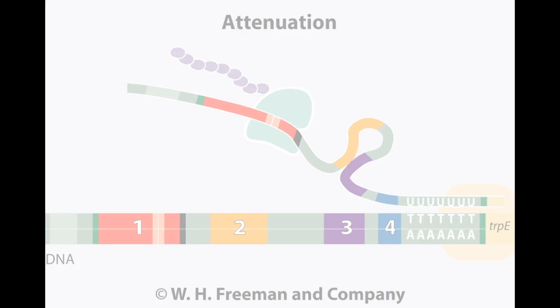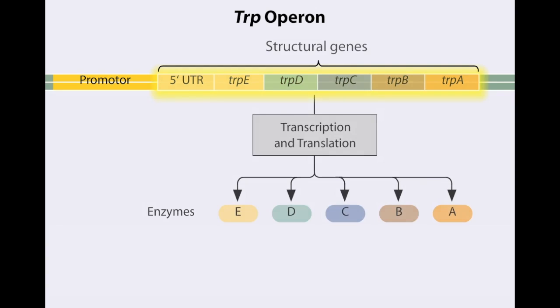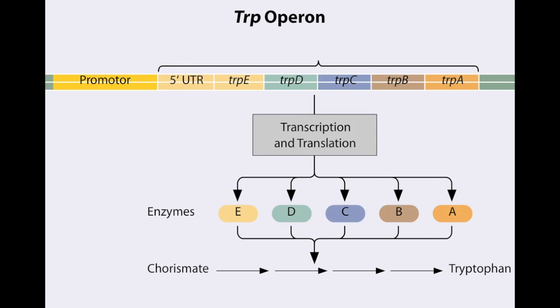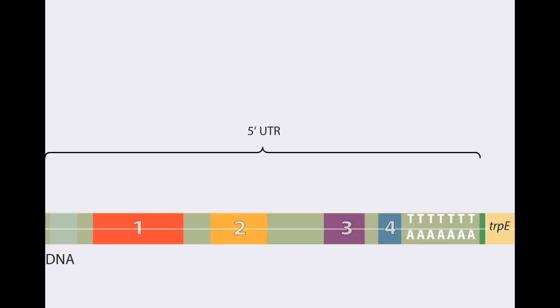So now I'm going to present you with an animation of how the trp operon works, and I think this will be a little clearer for you to see. The trp operon in E. coli contains 5 structural genes corresponding to enzymes that convert chorismate into tryptophan. The trpE gene contains a 5' untranslated region, or UTR, that plays an important role in the regulatory mechanism called attenuation. The 5' UTR contains 4 regions.